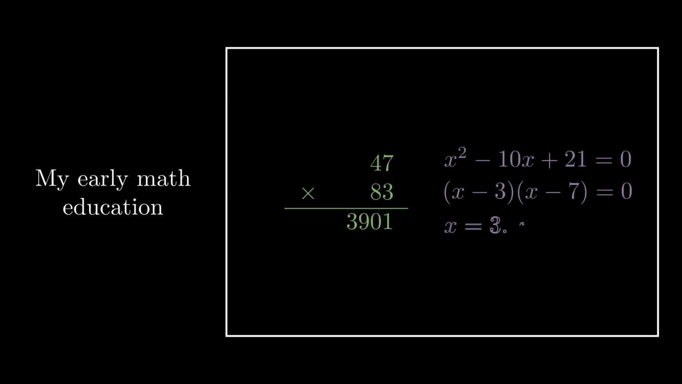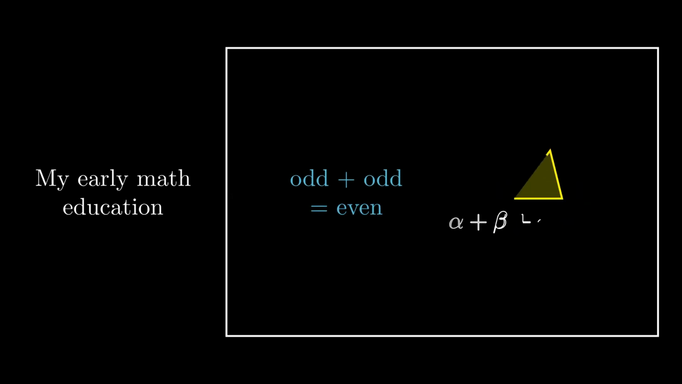In the early stage of my mathematics education, my math classes largely focused on computational skills, whether I could multiply numbers correctly or solve for x in an equation, stuff like that. My teachers would tell us that when we add two odd numbers, we would always get an even number, and that the angles of any triangle will always add up to 180 degrees. But we were never expected to know why these facts are true, as is the case for young students all around the world.